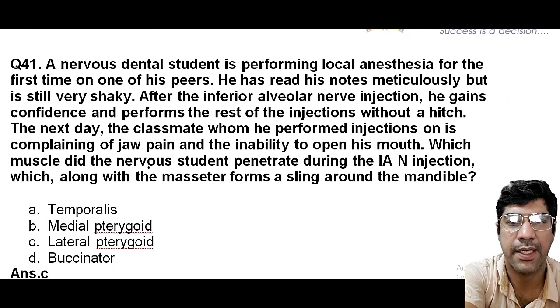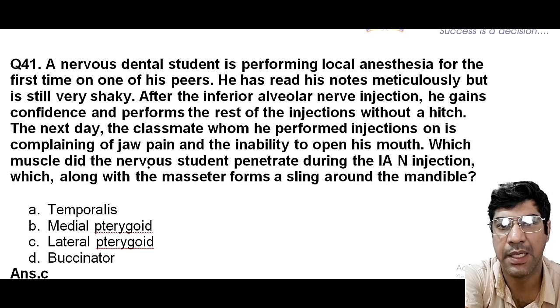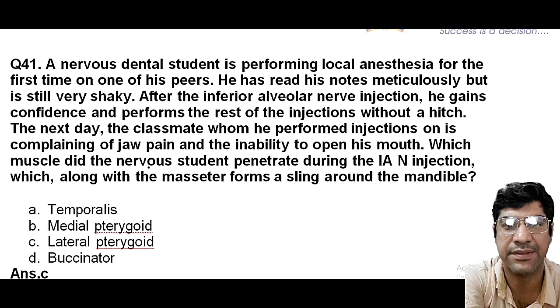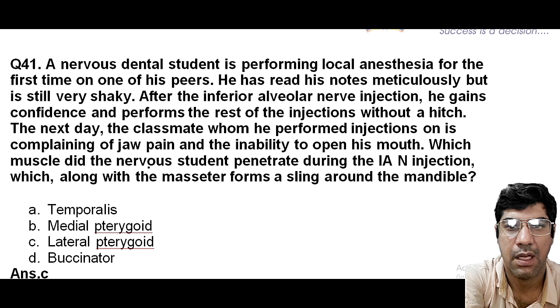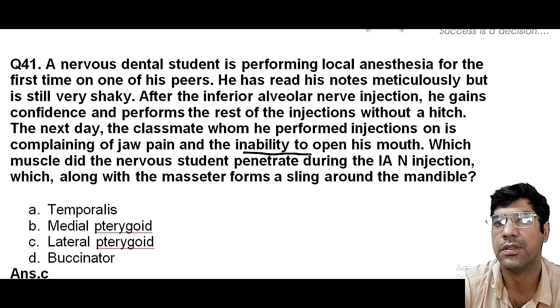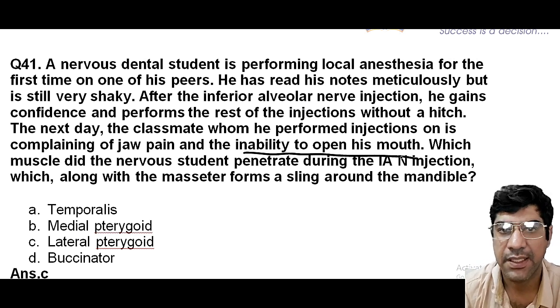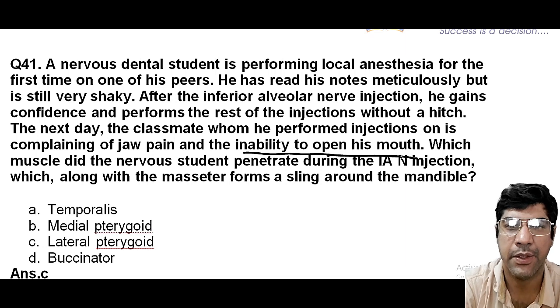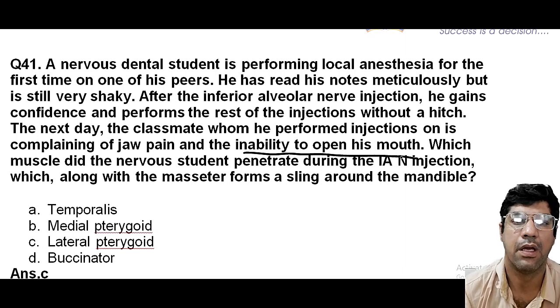A nervous dental student is performing local anesthesia for the first time on one of his peers. He has read his notes meticulously and is very shaky. After the inferior alveolar nerve injection, he gained confidence and performed the rest of the injections without a hitch. Next day, the classmate on whom he performed the injection is complaining of jaw pain and inability to open his mouth. So, which muscle did the nervous student penetrate during the inferior alveolar injection?